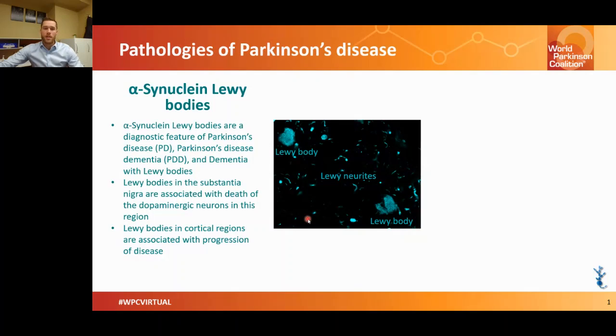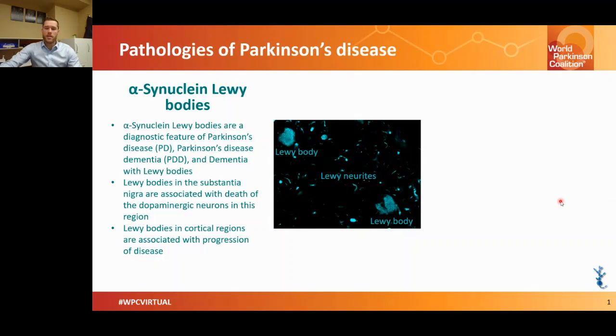alpha-synuclein. The presence of Lewy bodies is how neuropathologists know that a patient had Parkinson's disease dementia, or dementia with Lewy bodies. When alpha-synuclein aggregates into Lewy bodies in the substantia nigra, it leads to death of dopaminergic neurons there and subsequent motor dysfunction. However, Lewy bodies can be found in other regions of the brain, and alpha-synuclein aggregation may even begin in the periphery. As disease progresses, Lewy bodies can be found in cortical regions as well, as shown in this image.